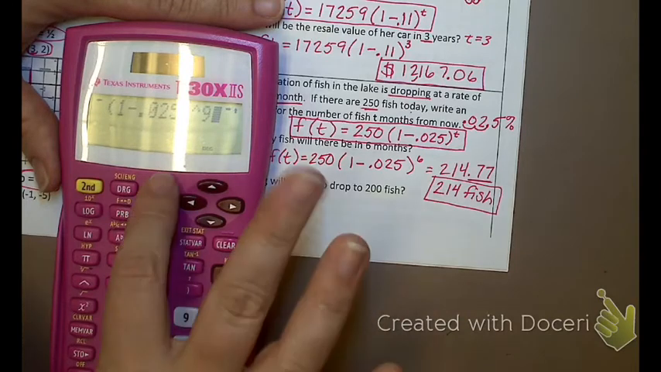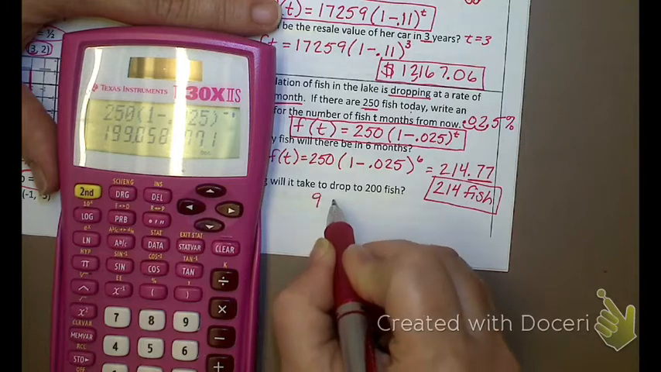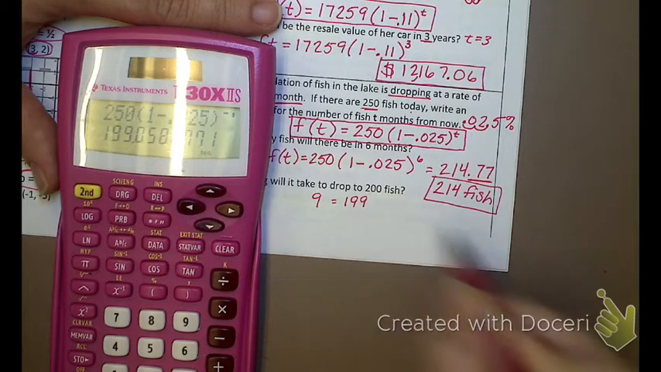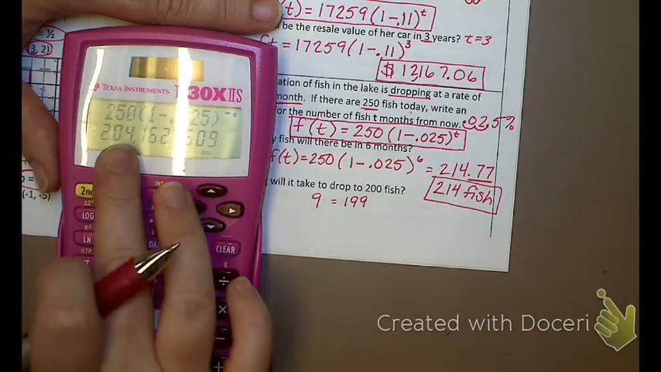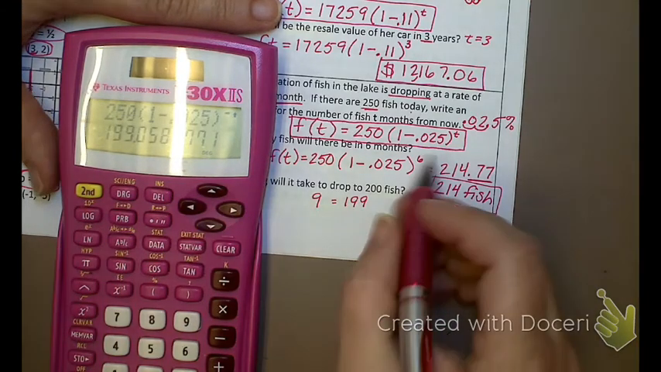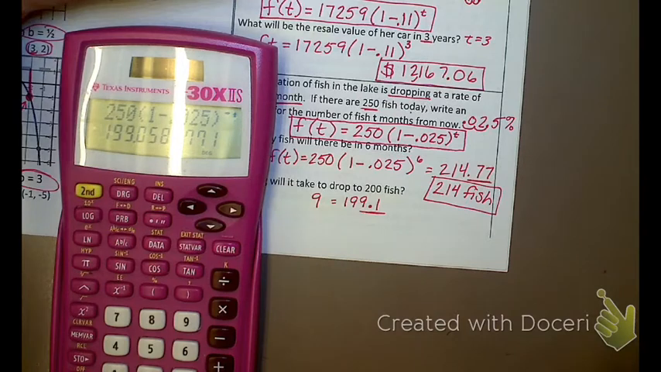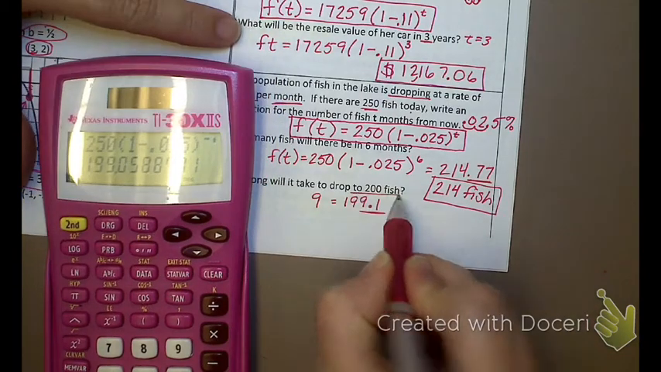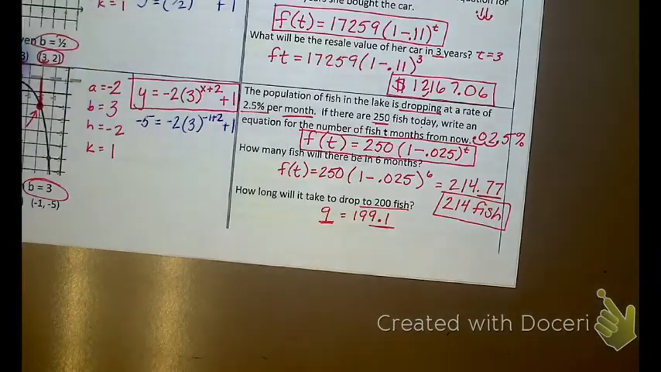Let's try 9 months. We're at 199.05. So 9 months, let's say we have 199 fish. That's pretty darn close. Let's see, 8 months: 204, that's farther away from 200 than this is. So let's go back to that 9 months. 199.1. Well, that's still really 199 fish, isn't it? So to drop to 200 fish, it's going to be somewhere around 9 months. But right now we can't accurately answer that question. We will learn more about that in another couple chapters.